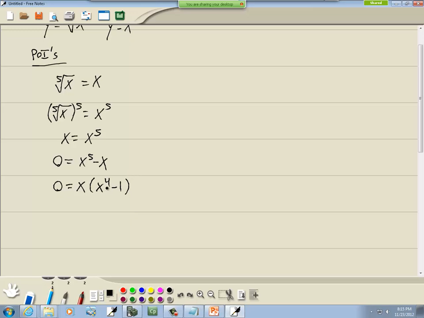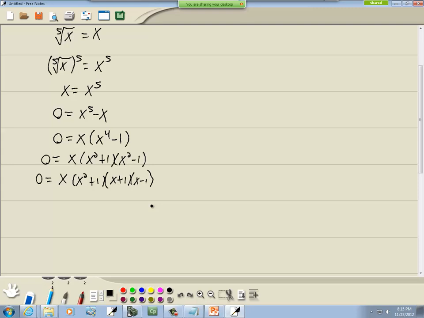Now this actually factors more. It's a difference of two squares. So this factors as x squared plus 1 times x squared minus 1. Which factors again. x squared minus 1 is, again, a difference of two squares. So this is x plus 1 times x minus 1.